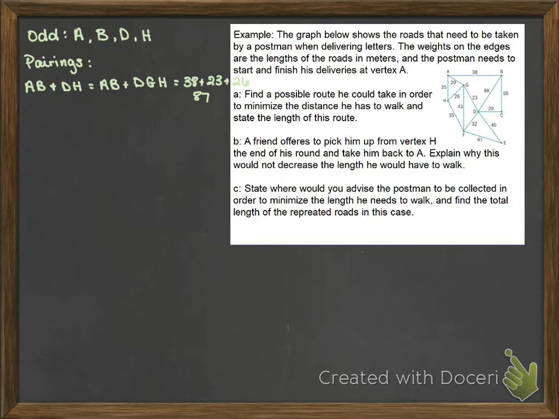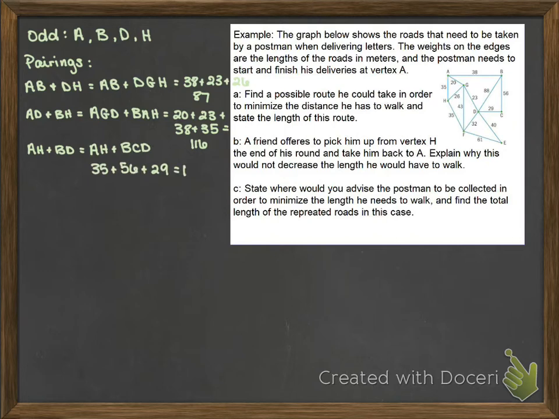We need to list all and determine which one has the least weight. So we could have AD and BH, and then those pairings would give us a total weight of 116. We could pair AH and BD together, and those groupings would give us a total of 120. So since AB and DH is the least weight, those are the extra edges we're going to add in. And again, you add in those weights as well.